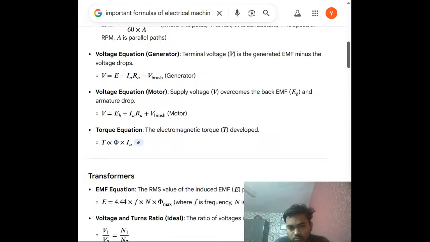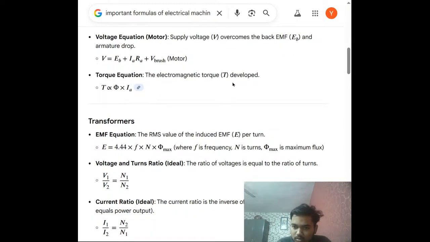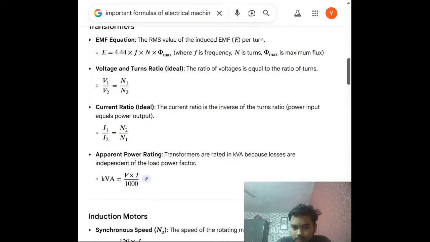Voltage regulation. Terminal voltage V is the generated EMF minus the voltage drop: V equal to E minus Ia Ra minus V brush, for a generator. For a motor, the supply voltage must overcome the back EMF and armature drop: V equal to Eb plus Ia Ra plus V brush. Torque: the electromagnetic torque developed, T, is directly proportional to phi into Ia.